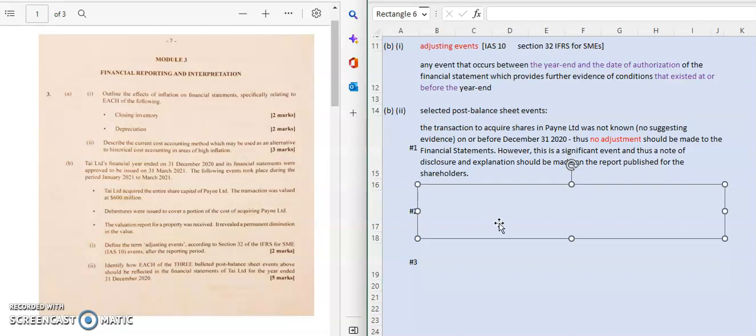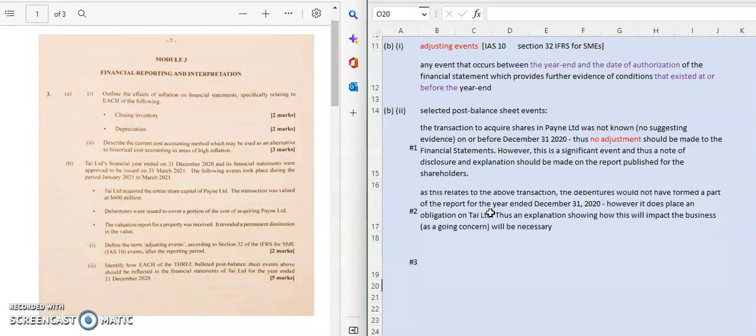Now, the debentures, it says, were issued to cover a portion of the cost of acquiring Pain Limited. But again, it doesn't tell us if this was something in the works before the year ends. So I would also treat this as a non-adjusting entry, right? Because it seems to form part of that same transaction. Nevertheless, it does create an obligation for Taj Limited.